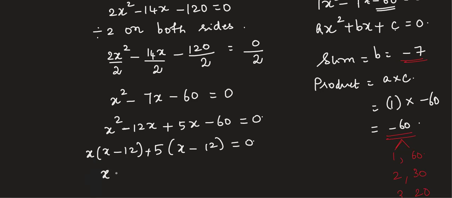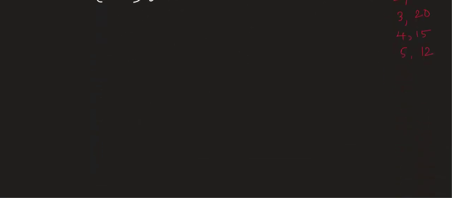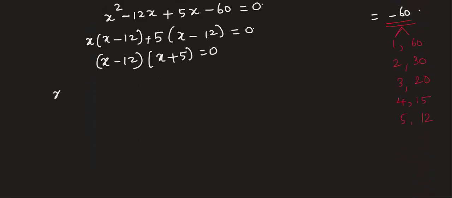Now in the next step, we will take x minus 12 as common. The remaining will be x plus 5 is equal to 0. Now how do I get the value of x? Let's equate each of them to 0 and see what is the value for x. Now say x minus 12 is equal to 0, or x plus 5 is equal to 0. Now take 12 to the other side, so x will be positive 12. Take 5 to the other side, now x will be negative 5.